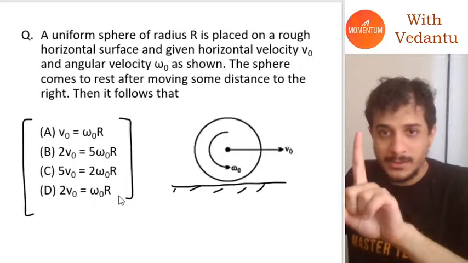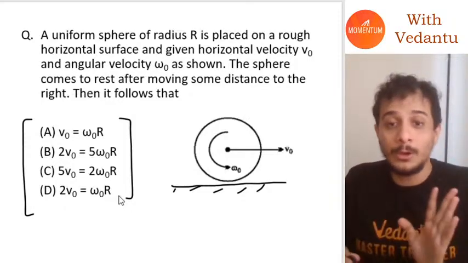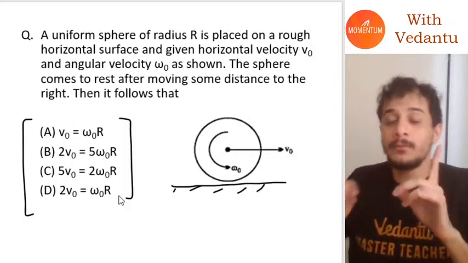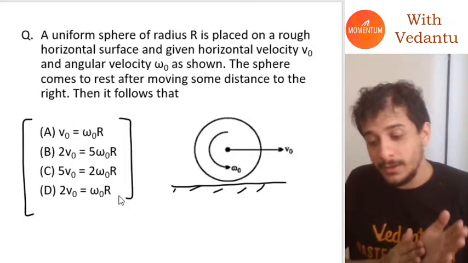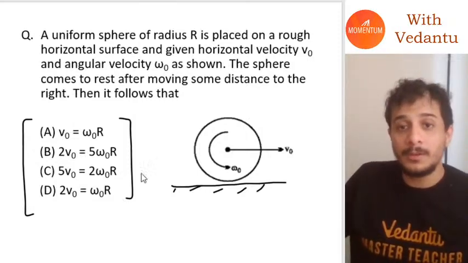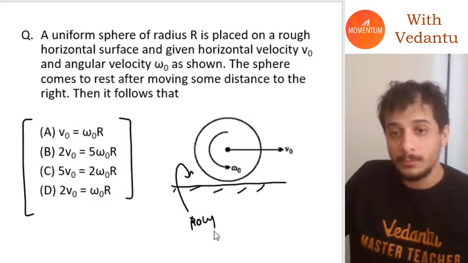This is the only question where I have given the options, but we will once again not look at the options. We are not those type of people. What we will do is solve it properly. Pure rolling is possible on a smooth surface, yes, but here it's not a smooth surface. Here it's on a rough surface.